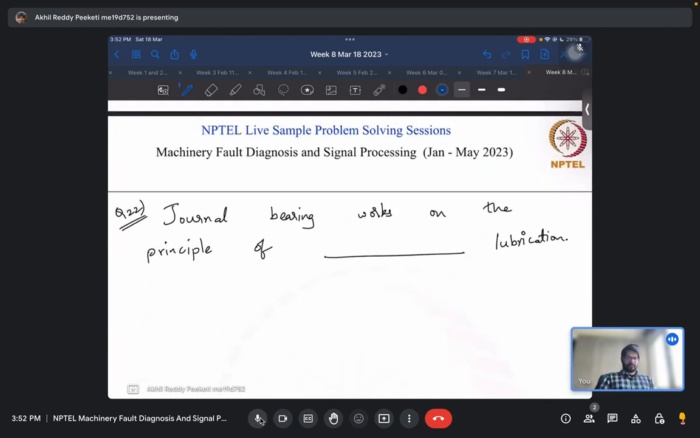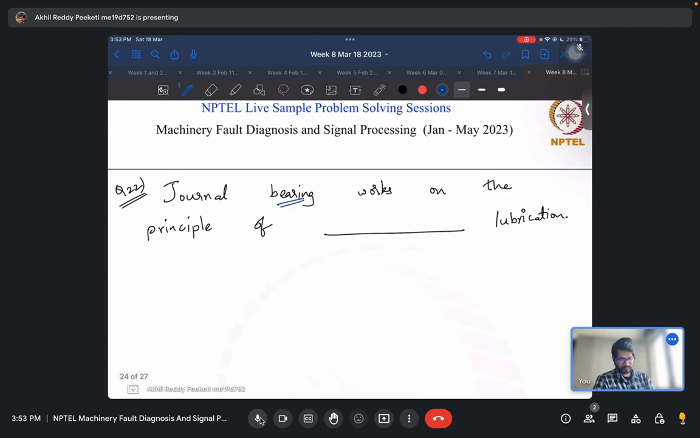Now we are done with looseness and rub. Let's move on to journal bearing. Works on the principle of which kind of lubrication? So what are the main types of bearings which we have? We have ball bearings and we have journal bearings.